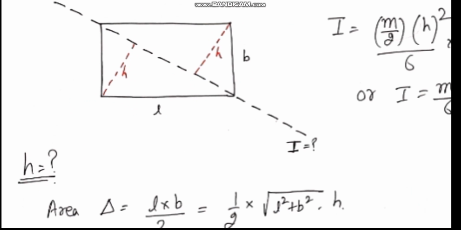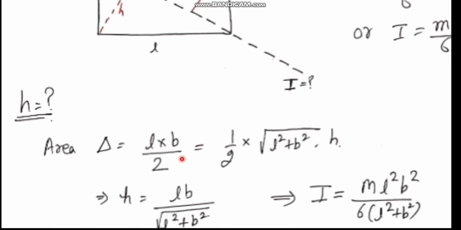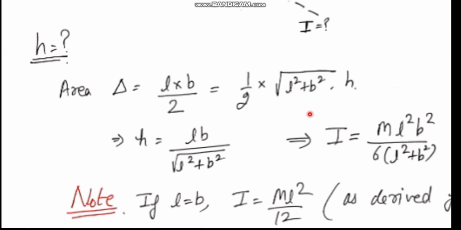To find h, what I do, I find the area of this triangle. That will be half of the area of rectangle. So area of this triangle will be half L into B. Area of a triangle can also be written as half base into height. Now if this is L, this is B, then this will be square root of L square plus B square. So area of the triangle is half of that of a rectangle, half of L into B, and that can also be written as half base into height. So from this I obtain the value of h as L into B by root L square plus B square.